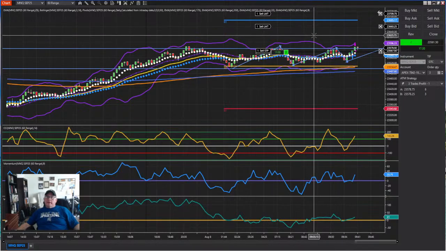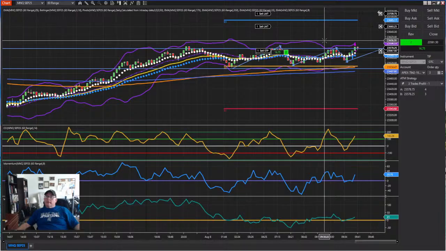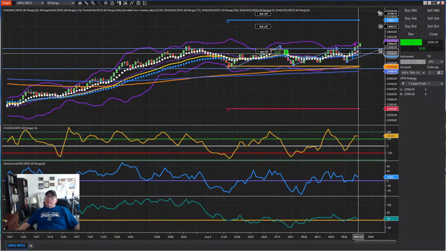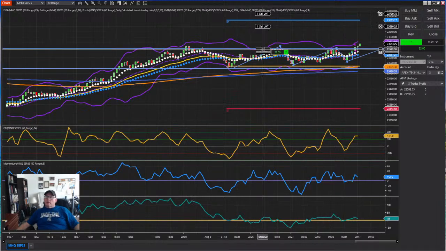So we'll be protecting one of the contracts around that 3R target if it can get up there, which is roughly 23,625. 23,600. I'd like to see 600 at least. Where's 600? Let's put our cursor at 600. Above the opening range right now. Let's get close to it, but not on it.